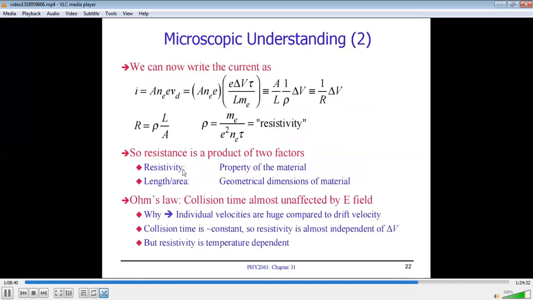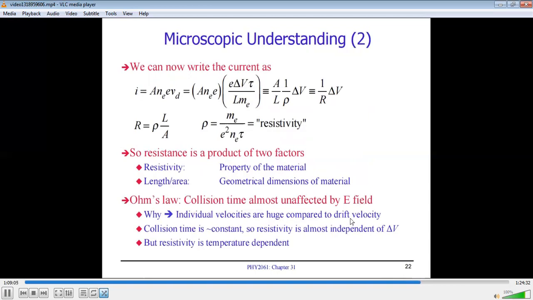So resistance is a product of two factors. One is resistivity, a property of the material. Length per area is the geometrical dimension of the material. So Ohm's law: collision time is almost unaffected by the electric field. Individual velocities are huge compared to drift velocity. We have compared it. Collision time is constant, so resistivity is almost independent of potential difference.